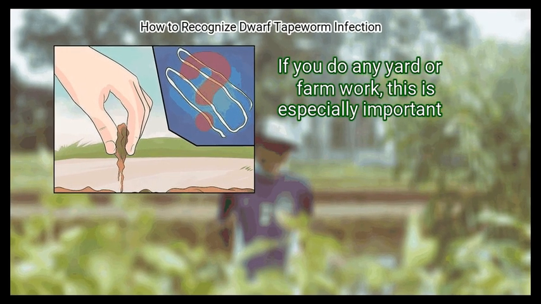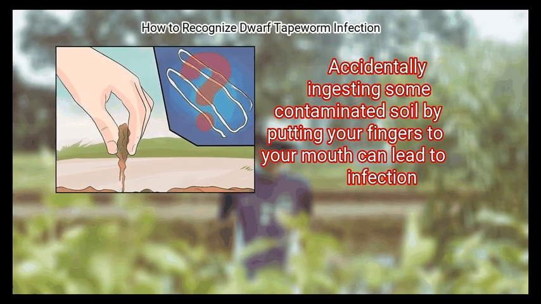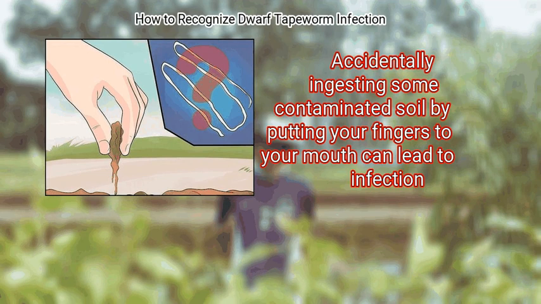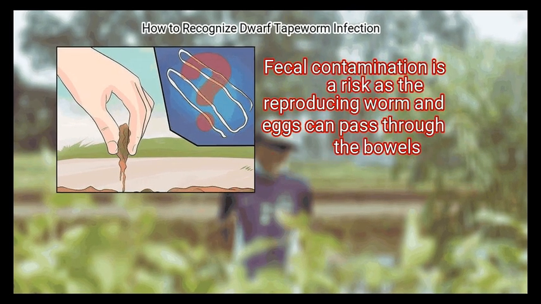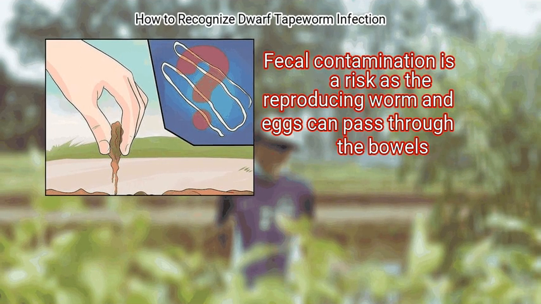Step 4. Determine if local soil has been exposed. If you do any yard or farm work, this is especially important. Accidentally ingesting some contaminated soil by putting your fingers to your mouth can lead to infection. Fecal contamination is a risk, as the reproducing worm and eggs can pass through the bowels.